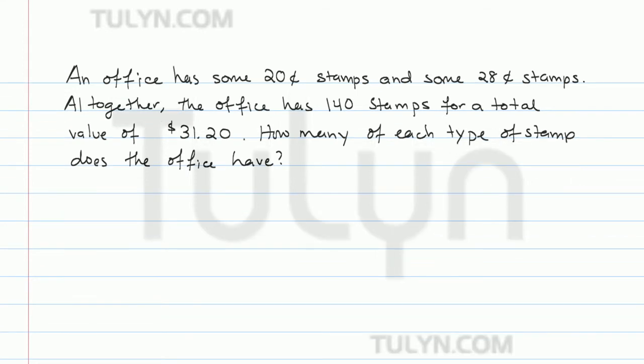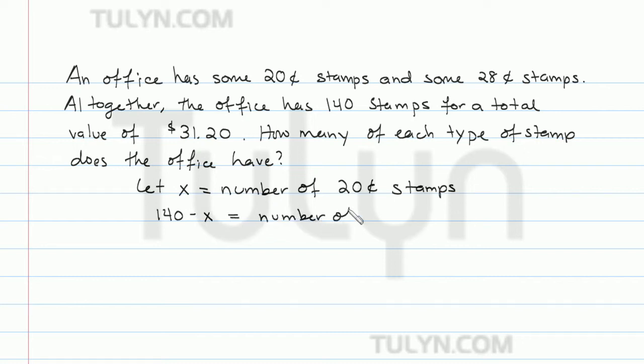So the first thing we want to do is label our variables. I want to let X be the number of 20-cent stamps. Then to find the number of 28-cent stamps, we have 140 stamps in total, right? So if you take 140 and subtract the number of 20-cent stamps, we'll get the number of 28-cent stamps.